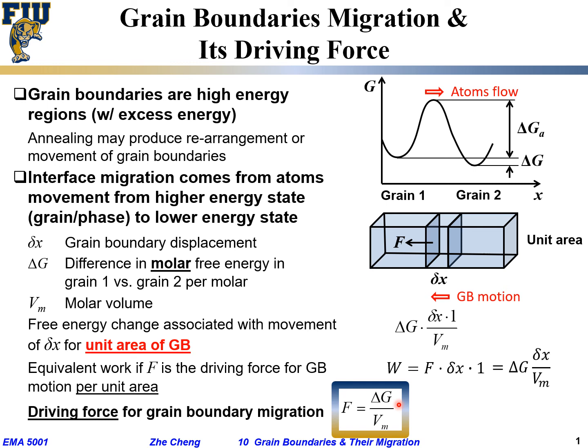In this case, delta G has the unit of joule per mole, and Vm would have the unit of cubic meter per mole.